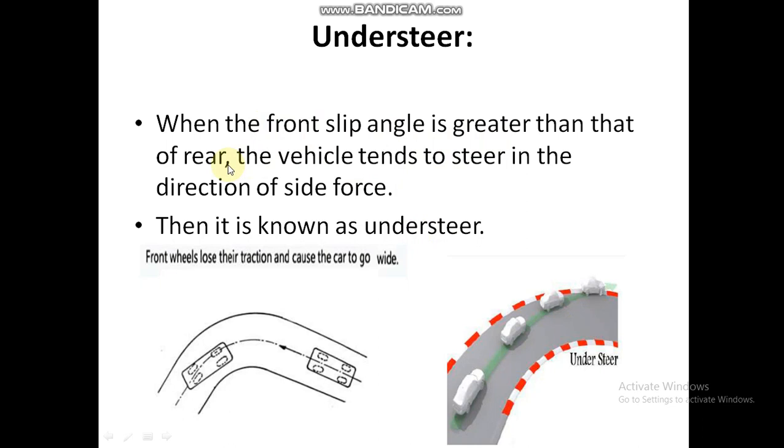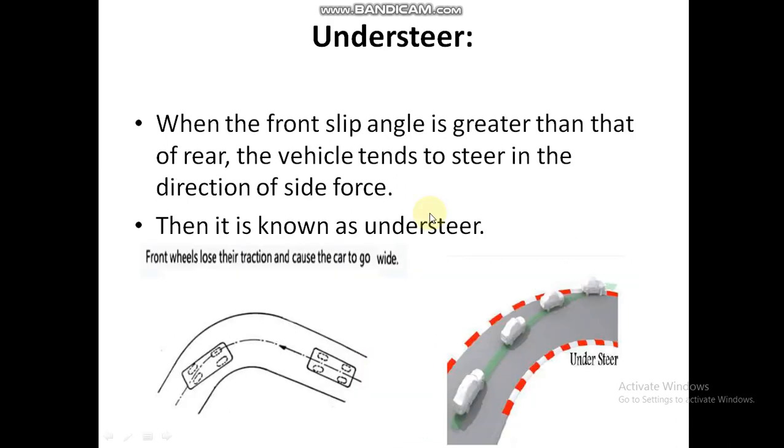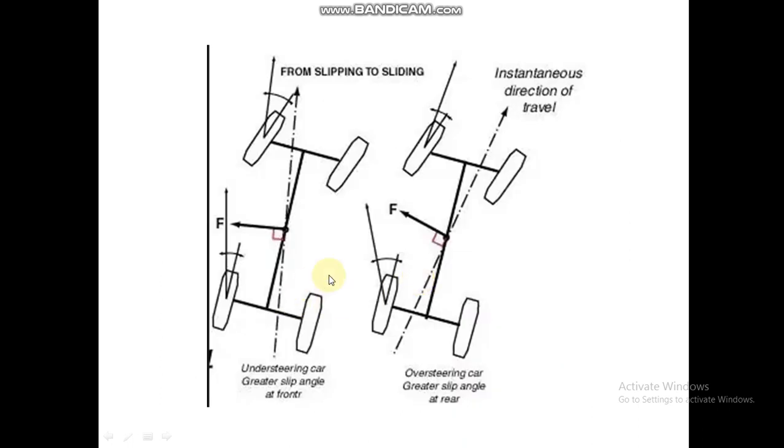Now, I have discussed the slip angle. When the slip angle of the front tires is greater than the slip angle of the rear tires, then the vehicle will experience understeer. So the front wheels lose traction and cause the car to go wide. See in this diagram, when understeer happens, it means that the slip angle of the front tires is greater than the slip angle of the rear tires. Due to this reason, the understeer of the vehicle will happen.